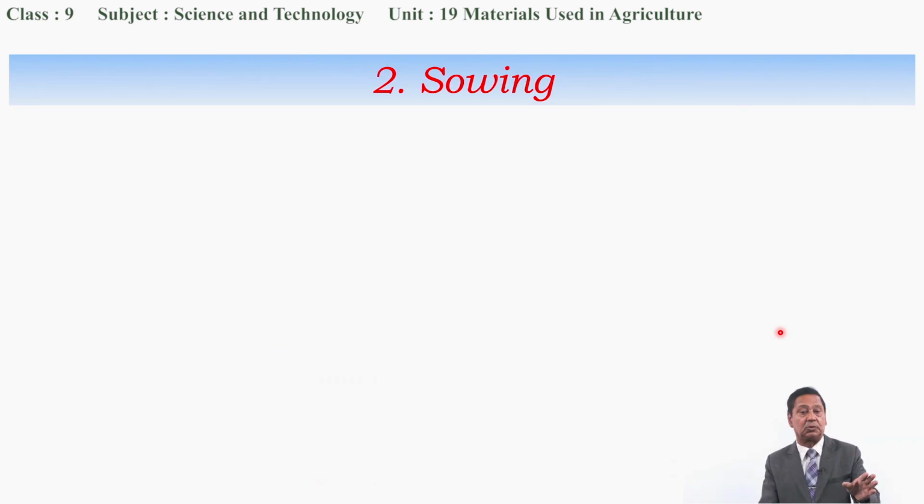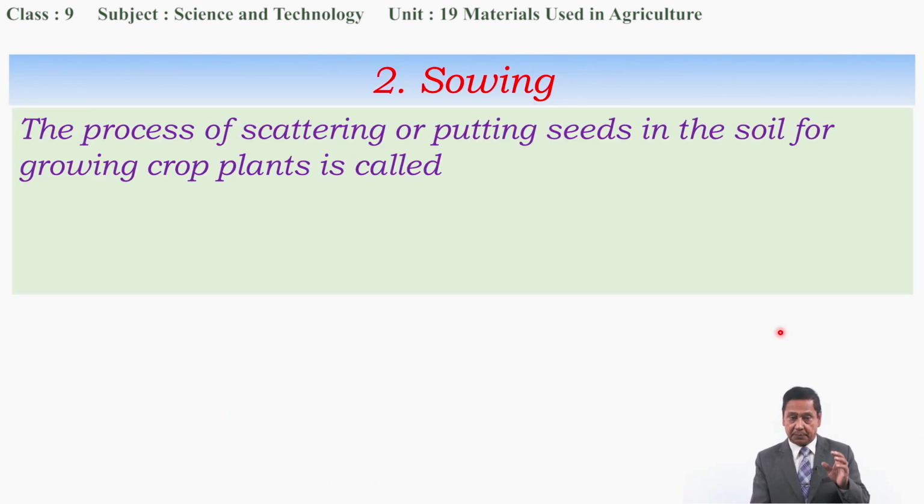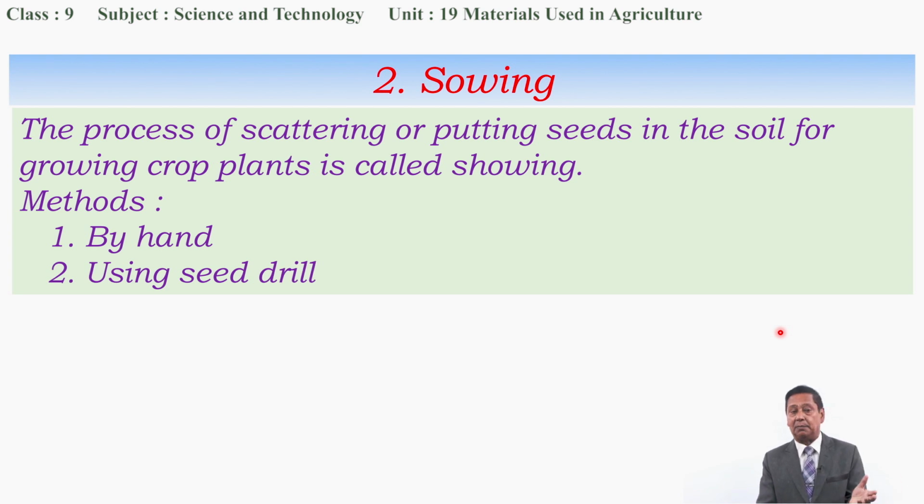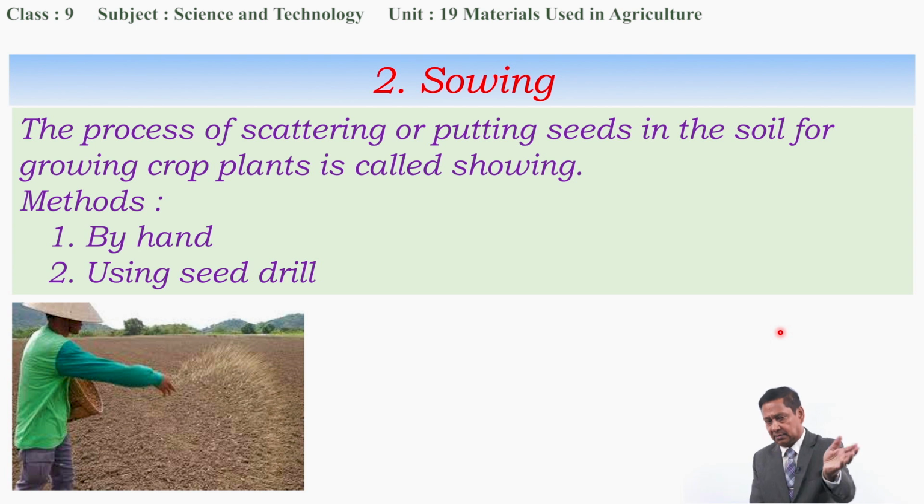After the preparation of soil, we have to go through sowing, the process of scattering or putting seeds in the soil for growing crop. Growing crop plant is called sowing. And it is done by two different methods. One by hand, just by hand only, and second by using seed drill. We can spread these seeds into the soil. If spread, then many seeds may be taken up by the birds. It will be taken up by the birds. That's why this method is not so good.